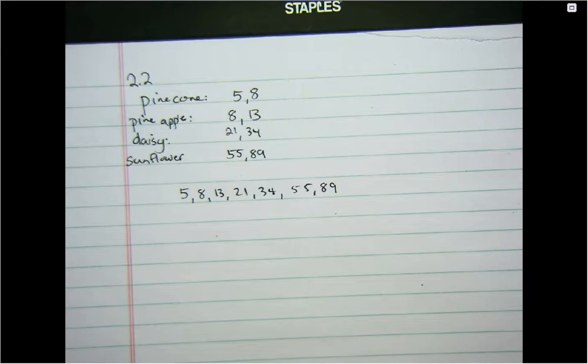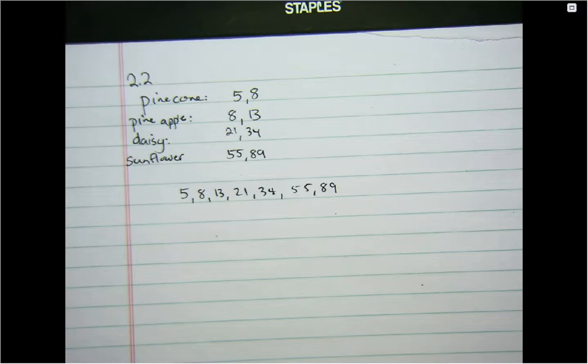So, does anyone see a pattern here? What would the next number after 89 be? Not as a vegetation, but as an actual number. What would the next number be? 94. Am I close? Not 94. 144. Oh, okay. Yep.